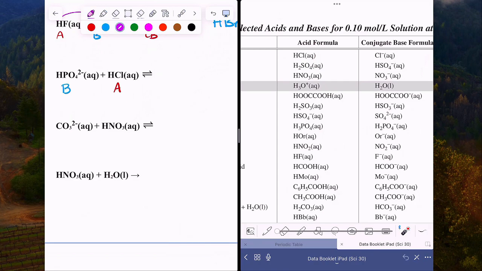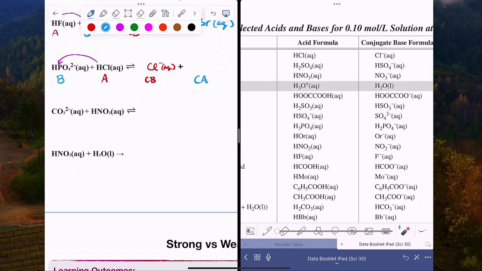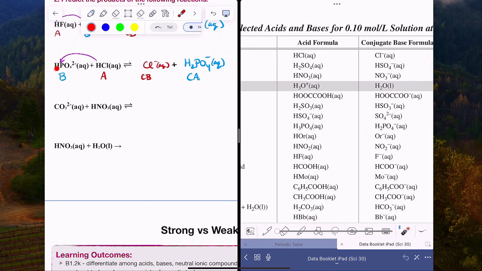Acids donate a hydrogen, so this hydrogen is going to leave and go onto here. When it does that, the acid is going to become the conjugate base. And the conjugate acid of the base has an extra hydrogen, so now it's going to be H2PO4. It has a 2 negative charge, but it only gained one positive H, so it's going to be a negative still, aqueous. All right, balance: 1, 2, 2. It's balanced. Perfect. Okay, let's try another one.